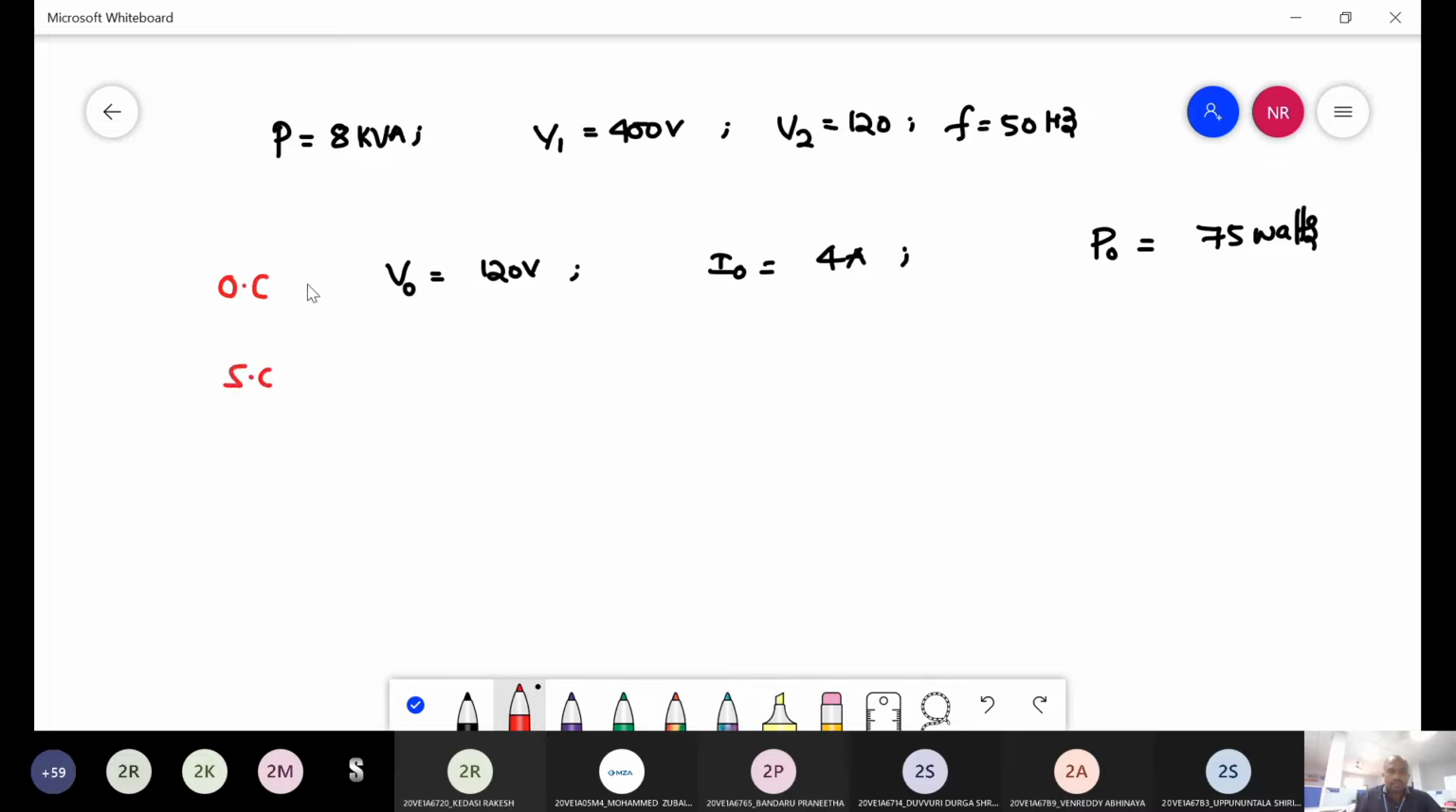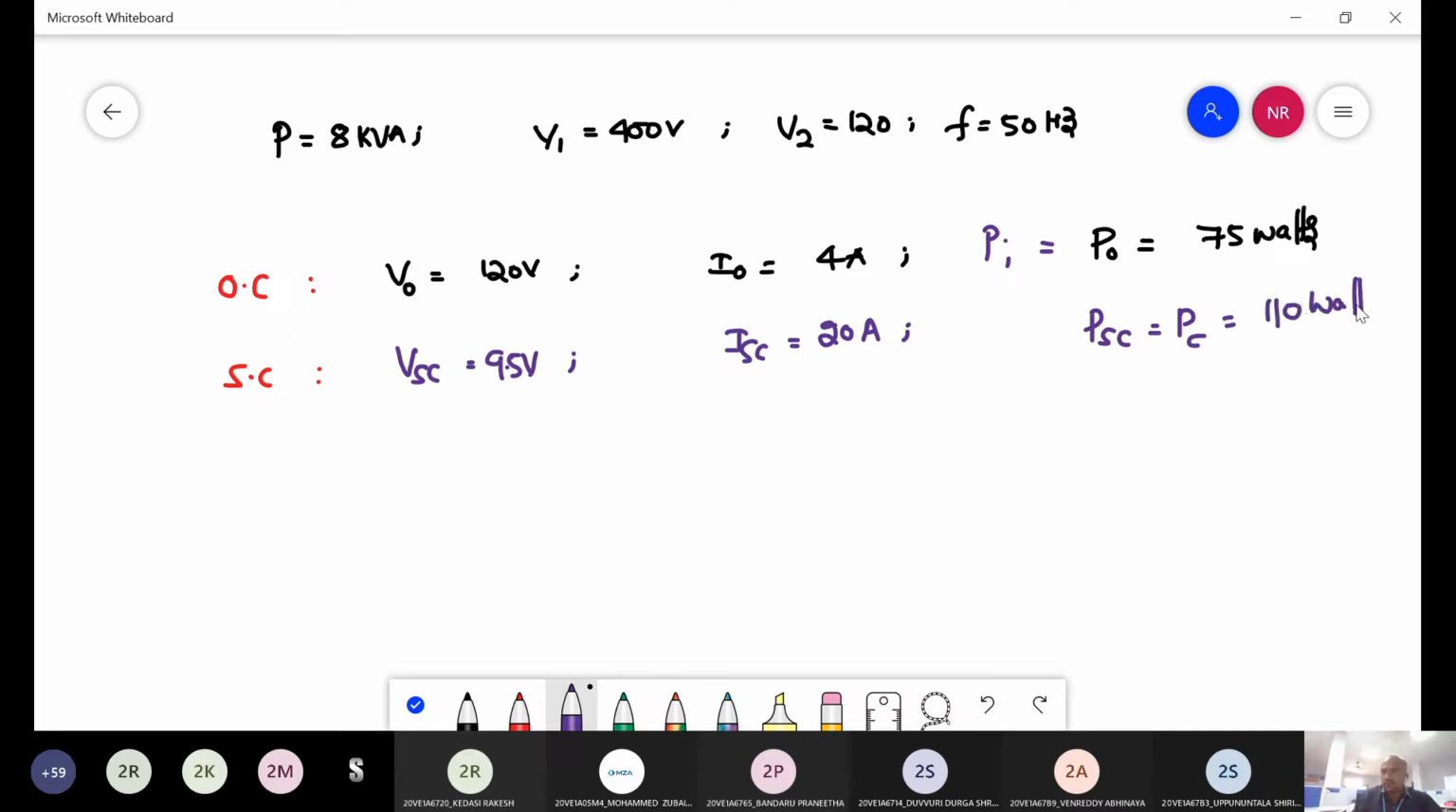Then SC test results. VSC voltage is 9.5. Then ISC is 20 amps. Then PSC. In the OC test we will get the iron losses, and while doing the SC test we will get the copper losses. That is 110 watts.